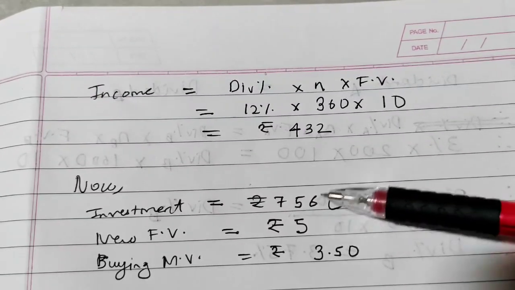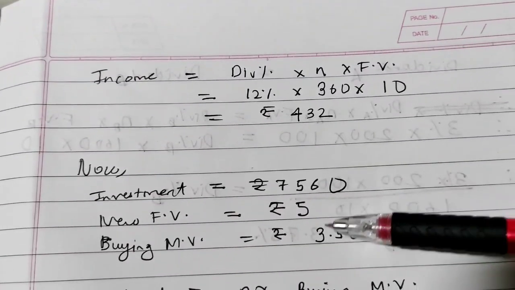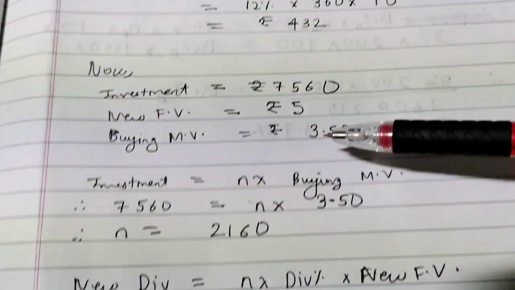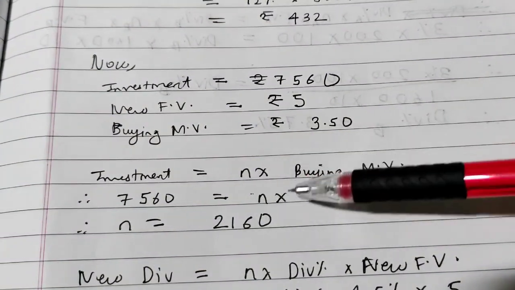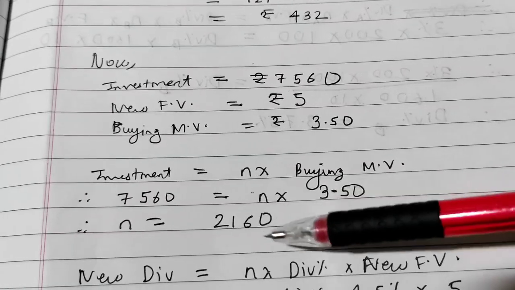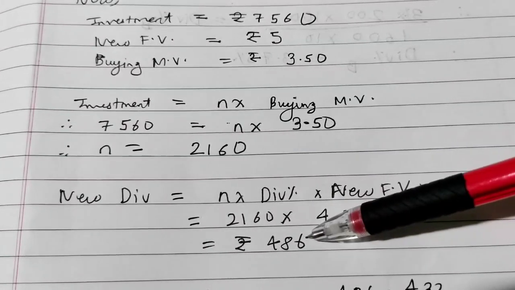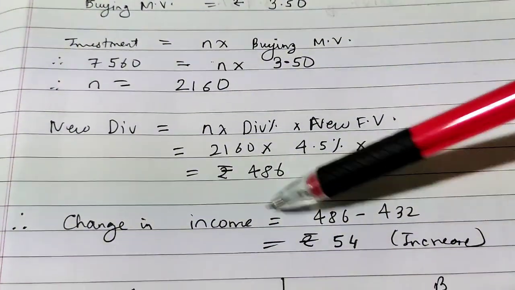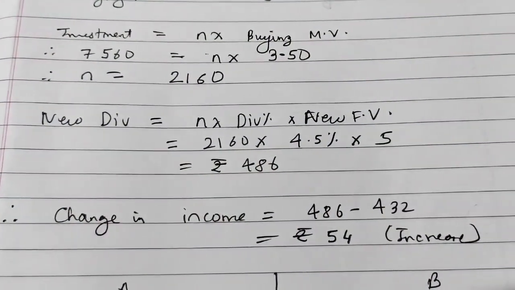So 7,560 is the investment, and the new face value is 5 rupees and buying MV is 3.50. So let's find the number of shares he bought, the new shares, using this formula. He bought 2,160 shares. Now we can calculate the new income from the new shares using the new data. It's 486. Clearly, it is an increase in his income. So the change in income is 54 rupees. It's an increase. To mention that.